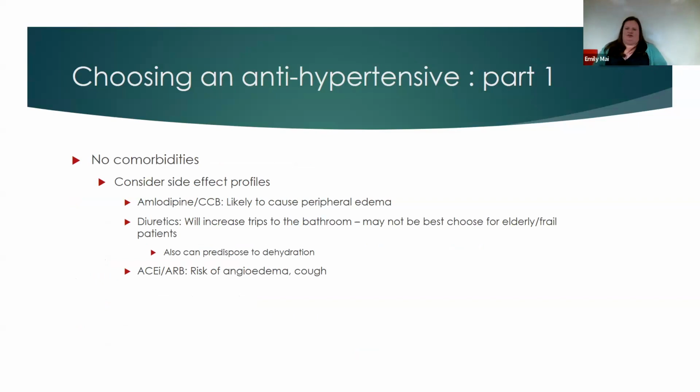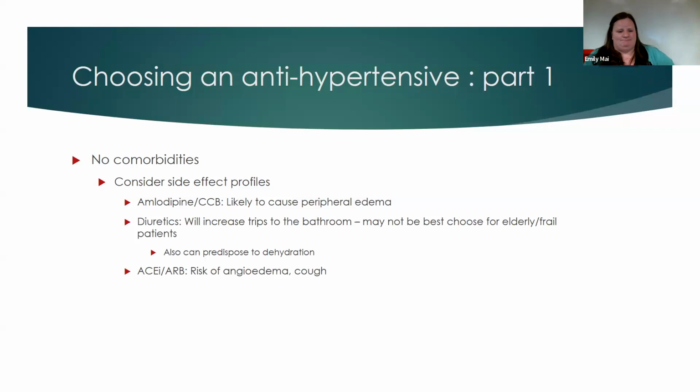Diuretics: you've got a really elderly or frail patient, or somebody who can't get up and move easily, or somebody who's already got a lot of wounds and you don't want them to be sitting in urine more often. You might want to not choose a diuretic. Also somebody who's really prone to dehydration. And then ACEs and ARBs have the risk of angioedema or cough. ARBs obviously don't have as much cough risk. And if they have angioedema, it's just a contraindication flat out.